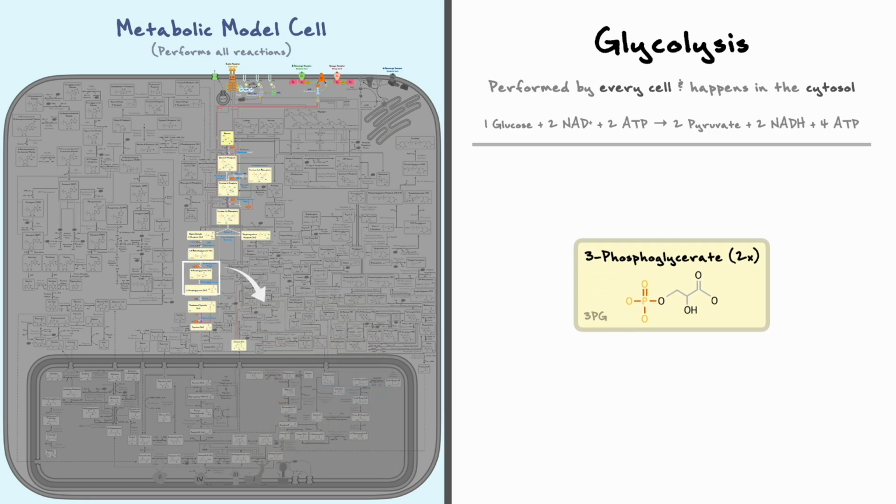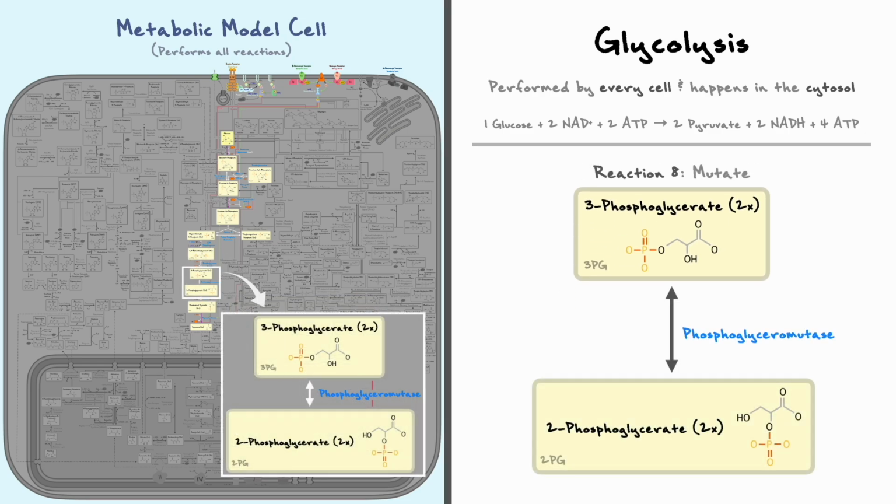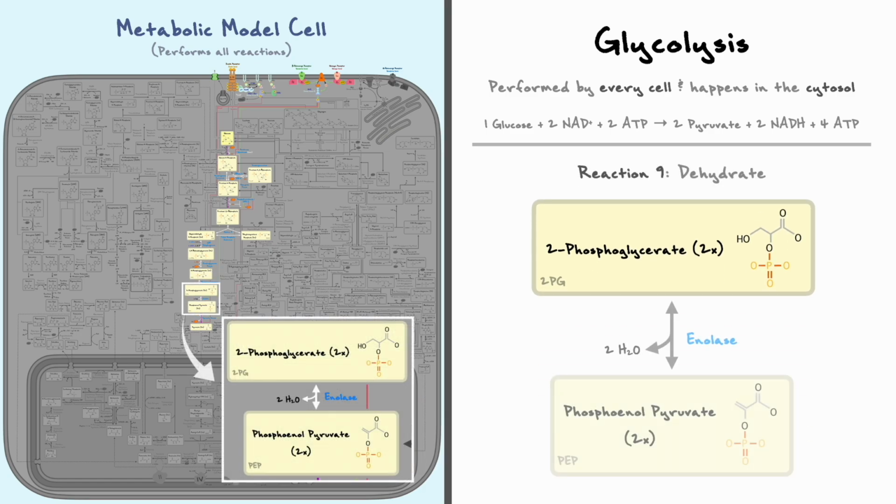In the next reaction, the 2 molecules of 3-PG undergo a mutation mediated by the enzyme phosphoglyceromutase to produce 2-phosphoglycerate. As you can see, the mutation moves the phosphate group from the third to the second carbon. Moving on, 2-PG gets dehydrated, or in other words, loses water via the removal of an alcohol group to produce phosphoenolpyruvate. This reaction is mediated by enolase.